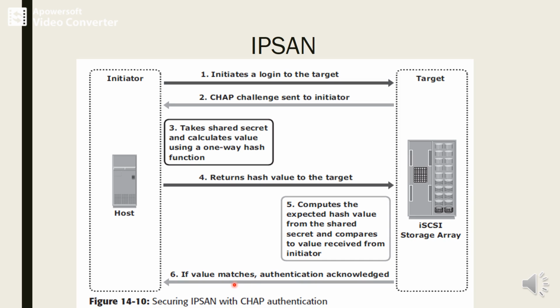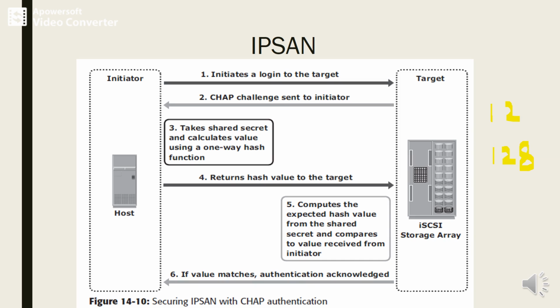These CHAP secrets are usually random secrets of around 12 to 128 characters. So the secrets used may vary from 12 to 128 characters, and these may be either a secret code or a password.